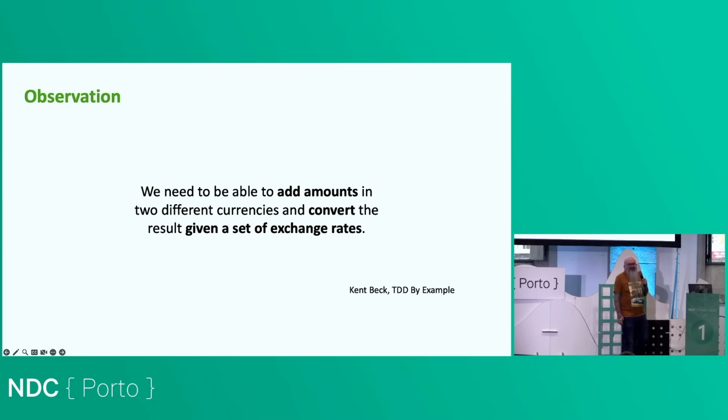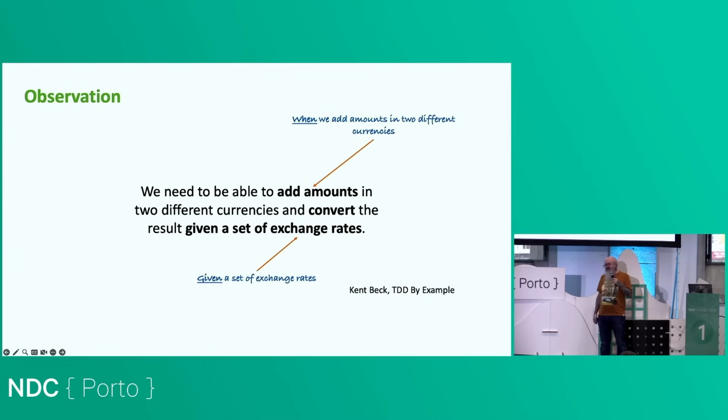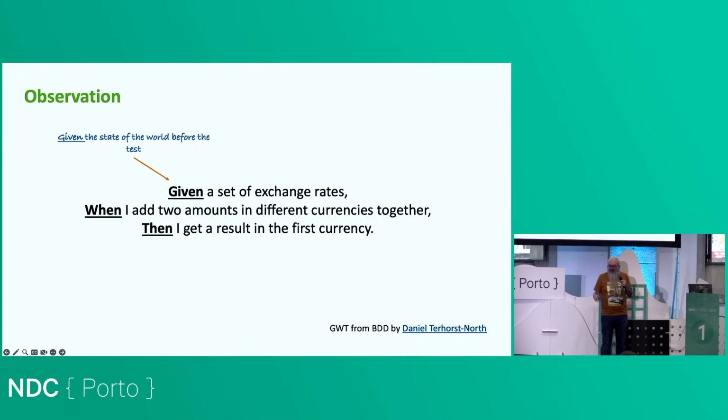Now, we need to test the add amounts method and see that when we add 20 and 30 together, we get 50, or whatever, all right? Add amounts, get result given a set of exchange rates. Given a set of exchange rates, when we add amounts in two different currencies, then we convert the result.